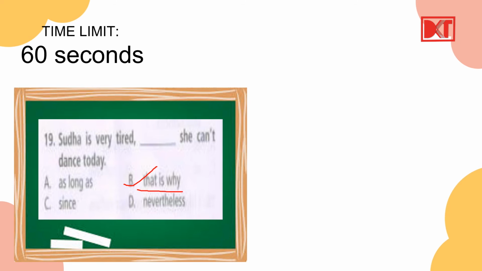Why "that is why"? Because you see here the first thing, which is Sudha is very tired, became the reason for the second thing to happen, which is Sudha is unable to dance. She can't dance today. So that is why we are using "that is why". Alright. "As long as" is used for something that is continuing, and "since" is used for reasoning. "Nevertheless" means notwithstanding something. Right.